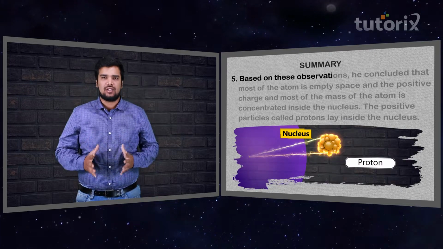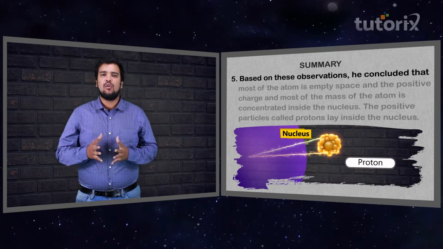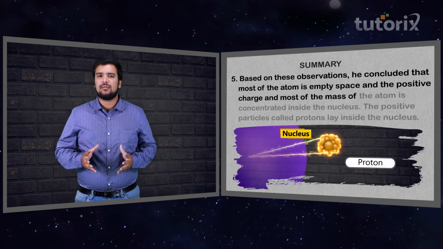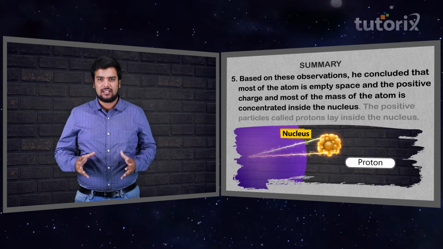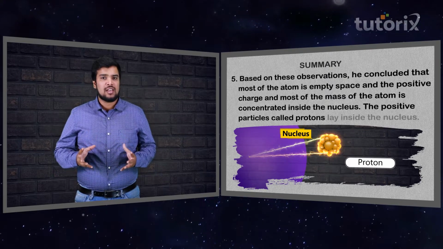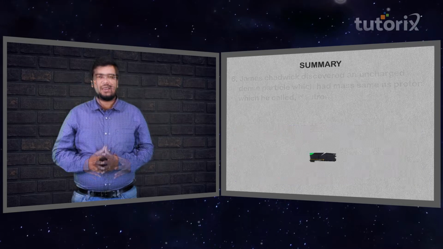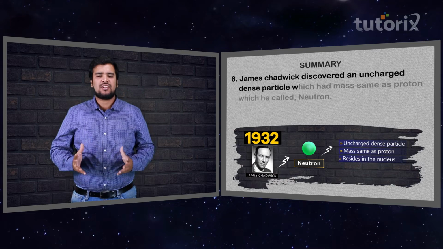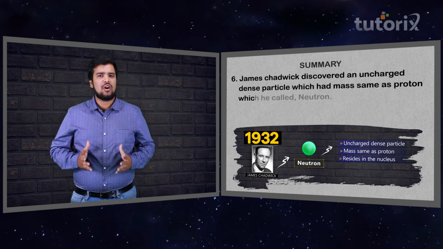Based on these observations, Rutherford concluded that most of the atom is empty space and the positive charge and the mass of the atom is concentrated inside the nucleus. He also said the positive particles, called protons, lay inside the nucleus. James Chadwick discovered an uncharged dense particle which had the same mass as a proton, which he called the neutron.